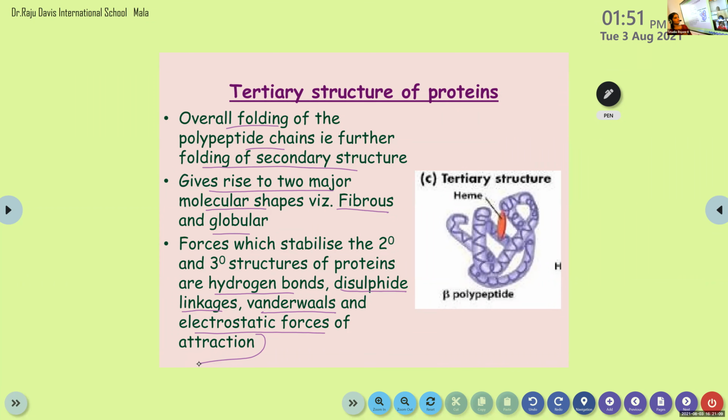It's a folded form, right? So in order to maintain its folding, these types of forces help us. Hydrogen bonds, disulfide linkages, van der Waals and electrostatic forces of attraction. The primary structure is already stable because it is a straight chain, right? In the case of secondary, it's a folding of the straight chain. Then in tertiary, one more folding. So in order to make it stabilized, certain forces are there: hydrogen bond, disulfide linkage, van der Waals and electrostatic forces of attraction.